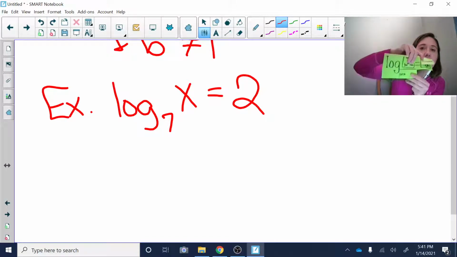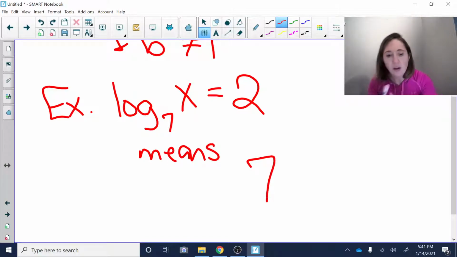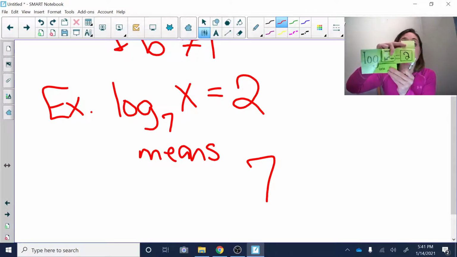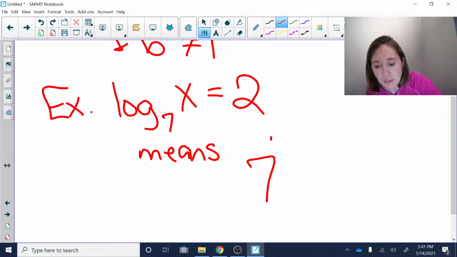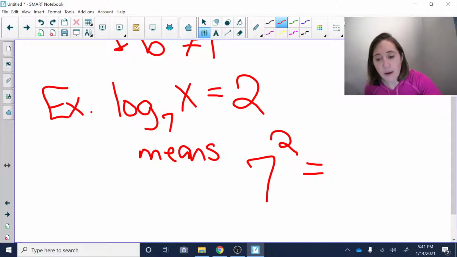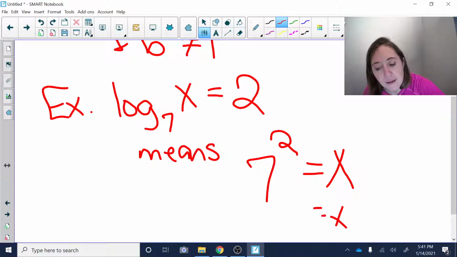So what am I going to use as my base? Well, the base is the 7. So this means 7 to the, what's my exponent going to be? That's the 2. The logarithm tells you the exponent. So 7 to the 2 equals, and then the argument is what I need to put on the other side of the equal sign, and that's x in this case. So I have an x over here. Well, what's x then? 7 squared? We're talking 49. So x equals 49 there.